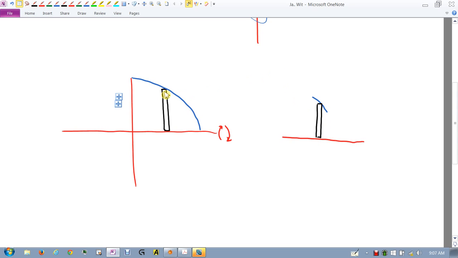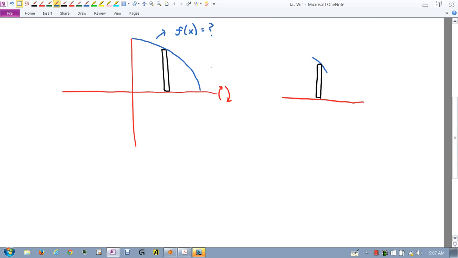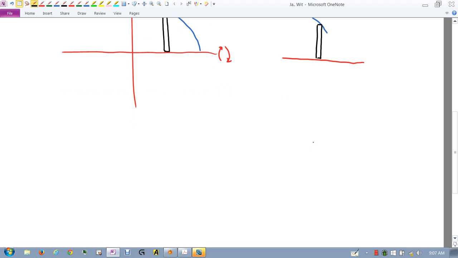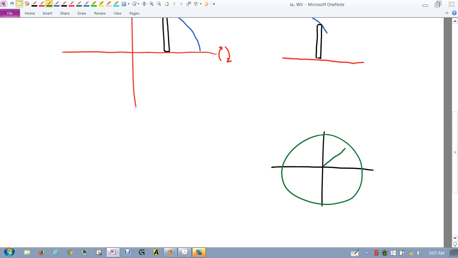But what is this function? What is the blue function? We need to figure out what this is, f of x. So what do you know about circles? Do you know the equation of a circle? See if this rings a bell. Somebody gives you a circle centered at the origin with radius r, it has the equation x squared plus y squared equals r squared.